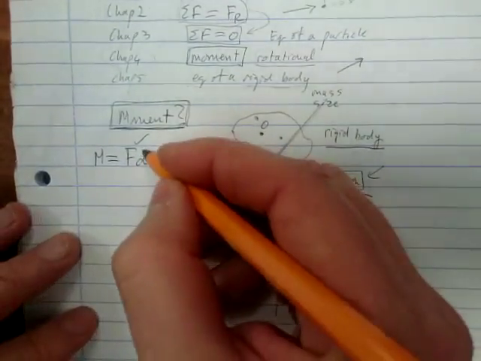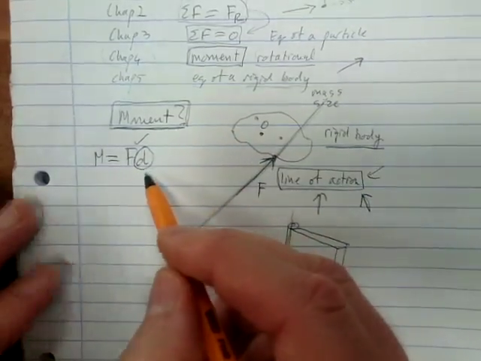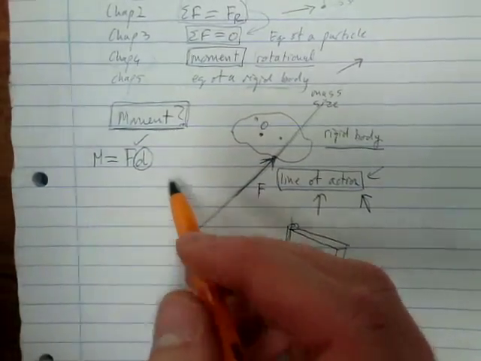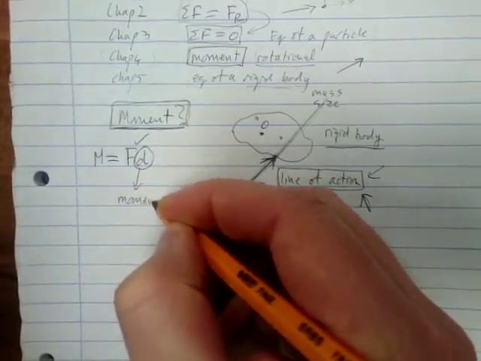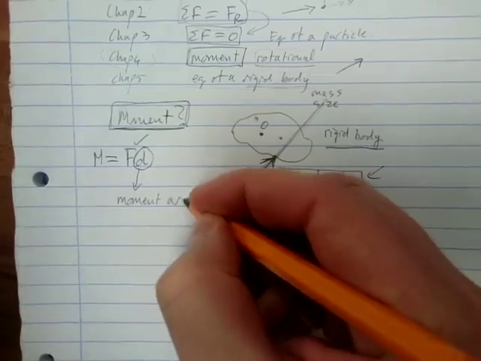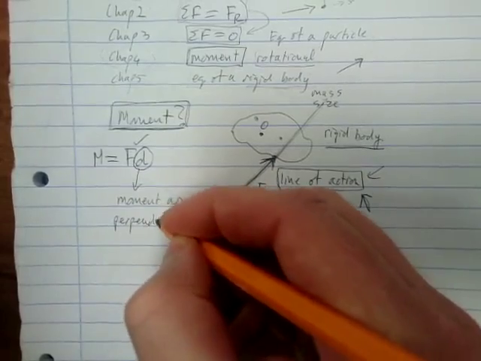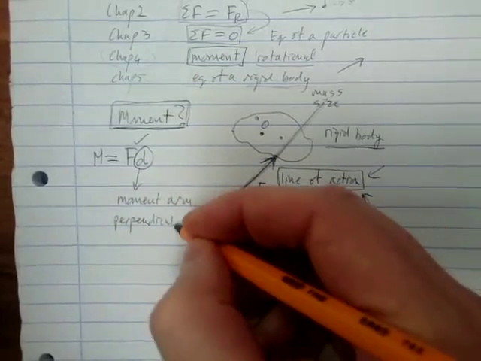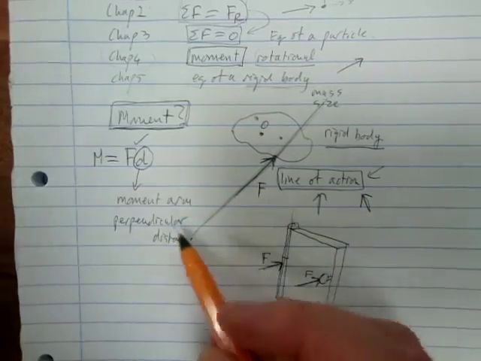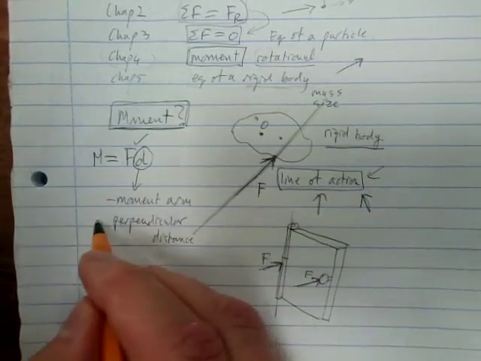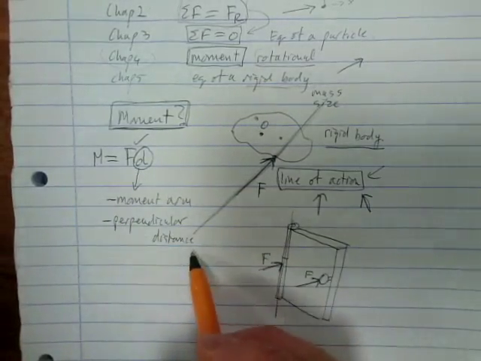But now, what's very important is the D. What is the D? The D is known as your moment arm. Another textbook calls it your perpendicular distance. But what does that mean? So it's called the moment arm or the perpendicular distance. Now, what does perpendicular distance mean?